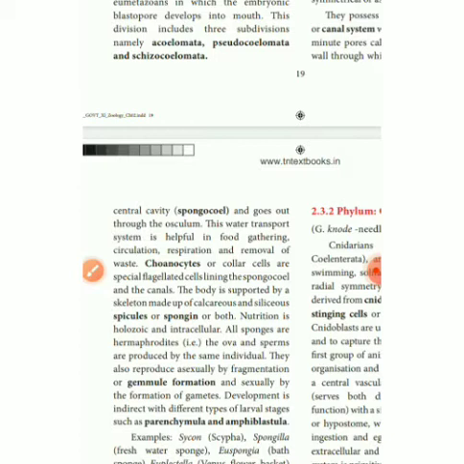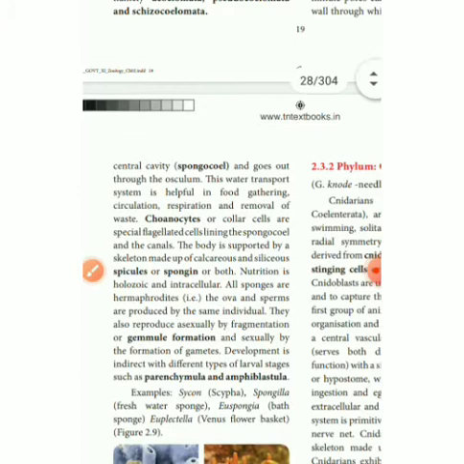All sponges are hermaphrodites, that is, the ova and sperm are produced by the same individual. They do not have separate male and female sex organs. A single animal has both sexual characters, so it is called a hermaphrodite. They also reproduce asexually by fragmentation or gemmule formation. So sexually by the formation of gametes, asexually by the method of fragmentation.